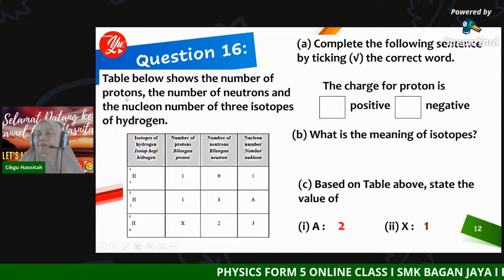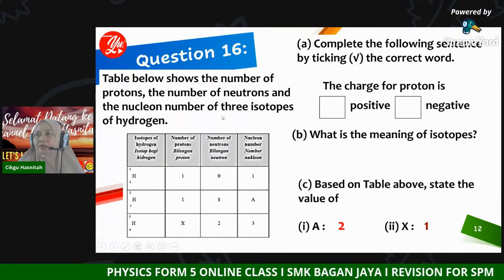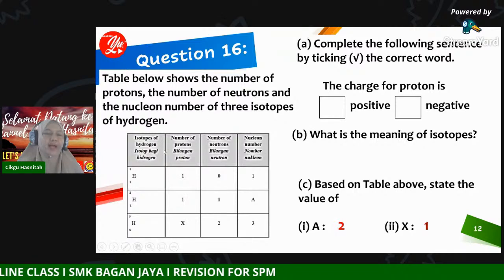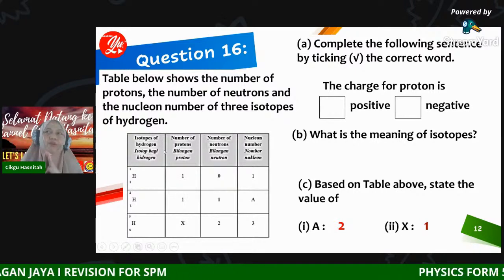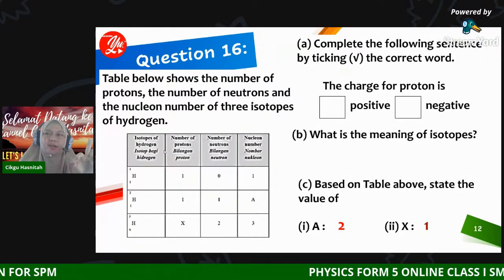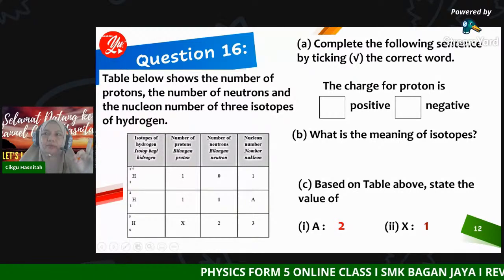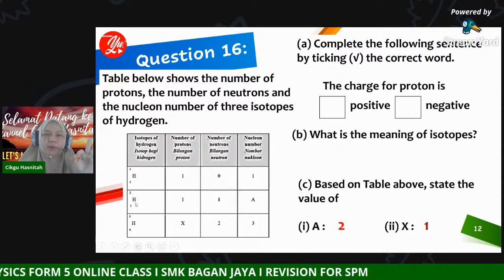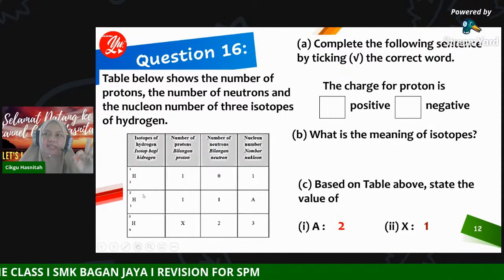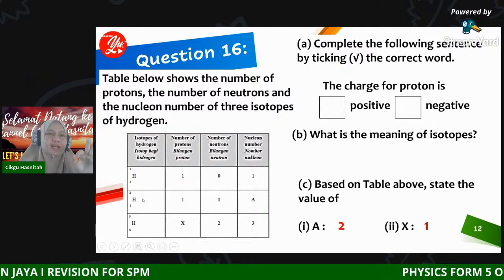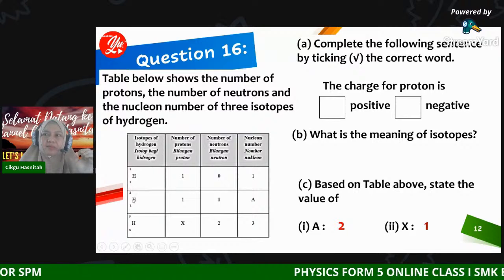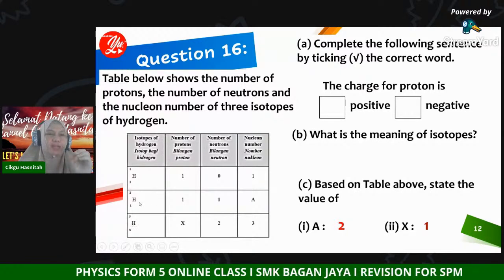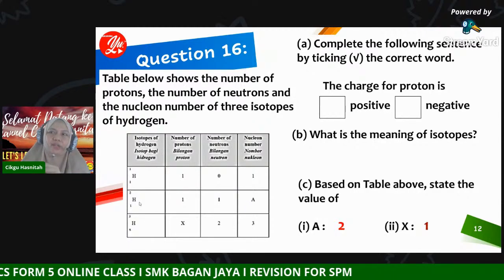It shows the number of protons, the number of neutrons, and the nucleon number of 3 isotopes of hydrogen. We learned before in the class, these are the 3 isotopes for hydrogen. The first one is called hydrogen. The second one, what is the name? This one is H2. This one is called H3. So for H2, what is the name for this hydrogen isotope?